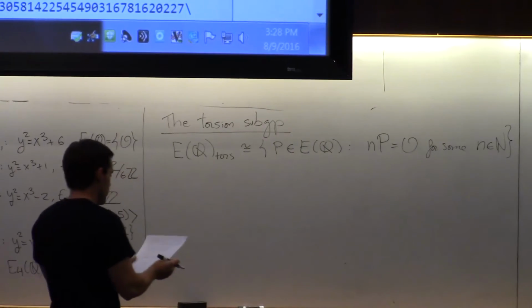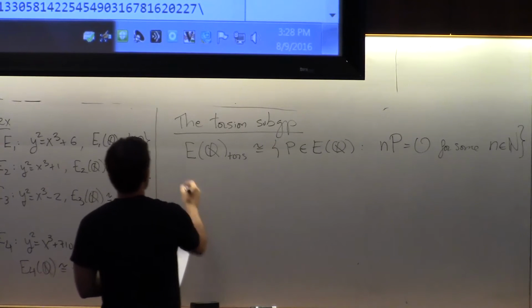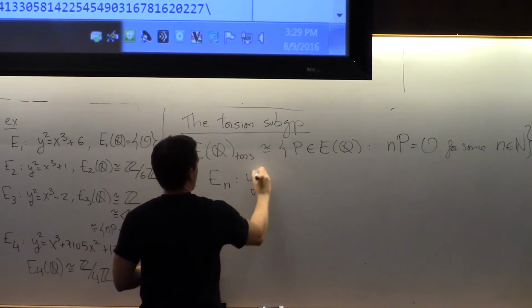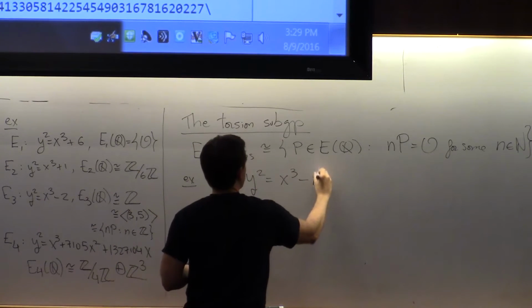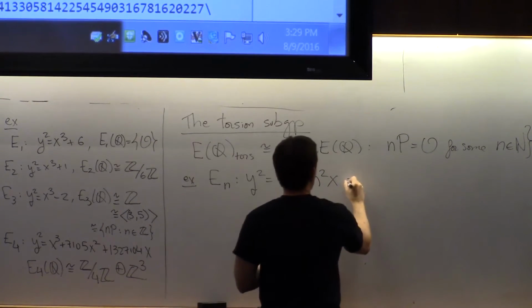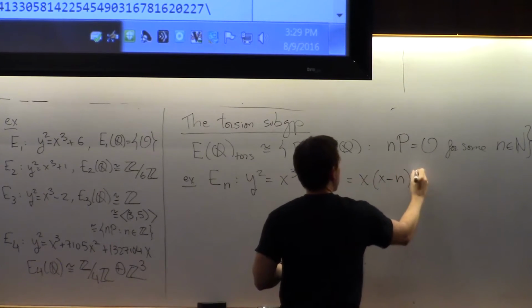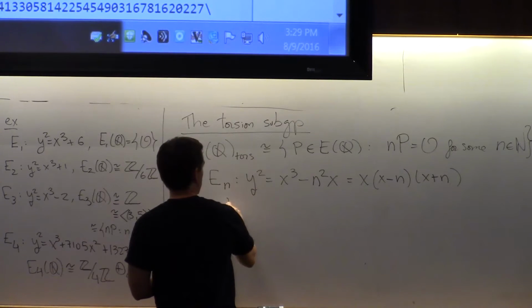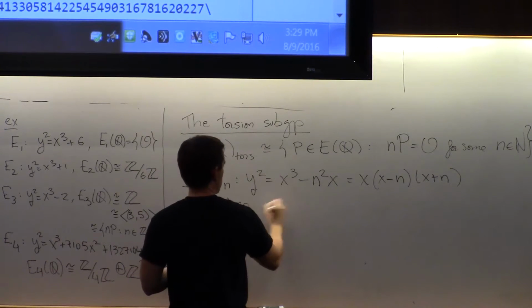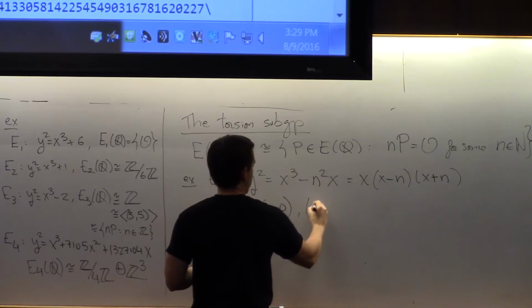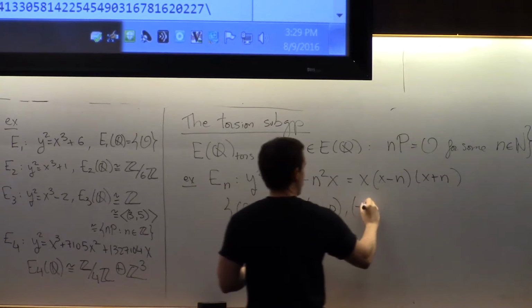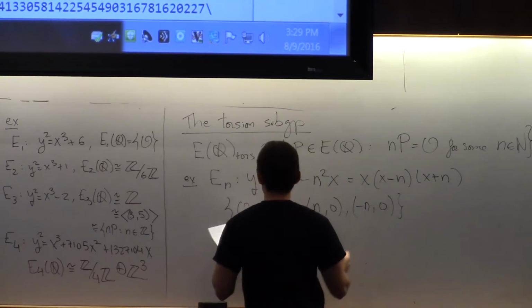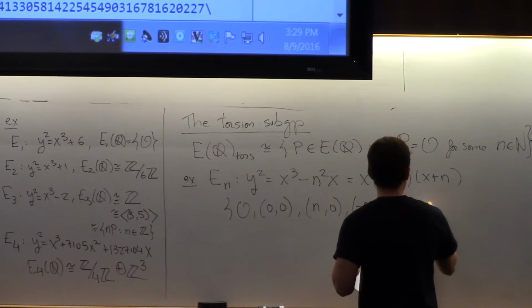Okay. So for instance, elliptic curves y squared equals x cubed minus n squared x. This factors as x times (x minus n) times (x plus n). Those have points (0, 0), (n, 0), and (minus n, 0). Those are torsion points, well, these are points of order 2.